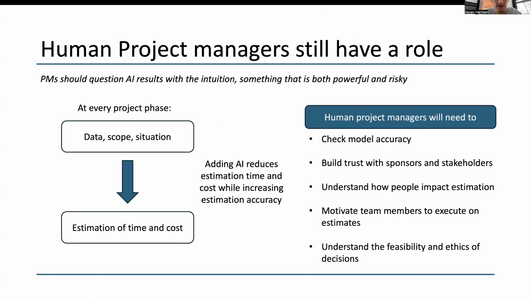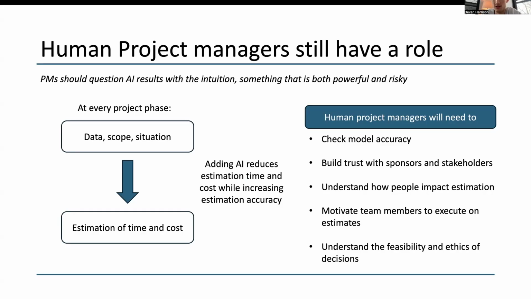So to wrap everything up, we see that human project managers will still have a role. And PMs should be constantly monitoring what AI gives as a result. AI is both powerful and risky, but it does reduce the total cost and can often increase accuracy at the exact same time. So right now we've been using data and scope and situation at the beginning of every project to make an estimation. But now if we add AI, we can reduce that time.